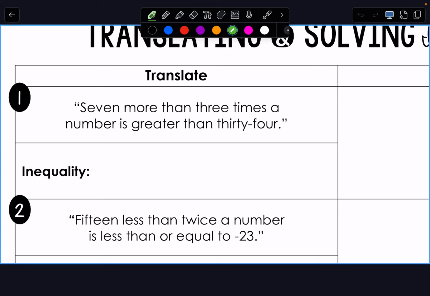Okay. 7 more than 3 times a number is greater than 34. What I want you to do is just write down what you think that means. 7 more than 3 times a number is greater than 34.